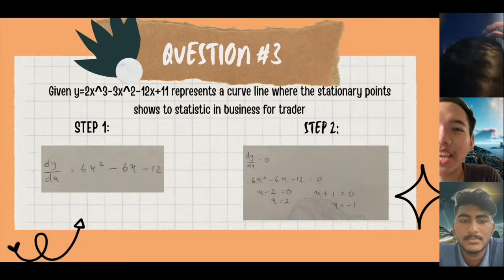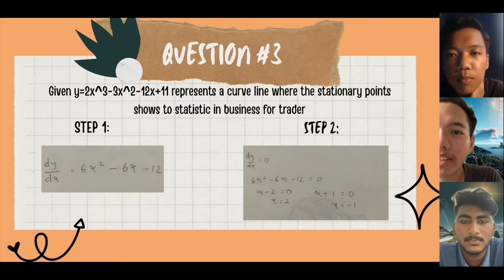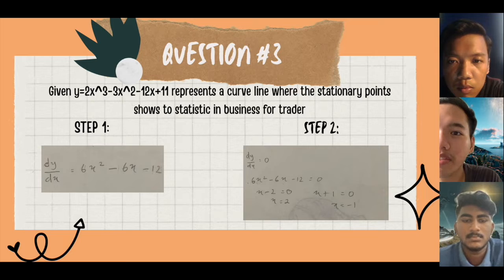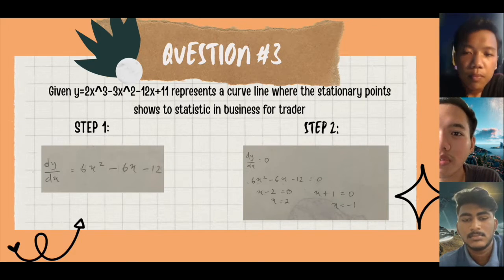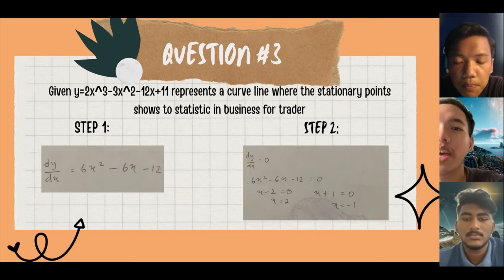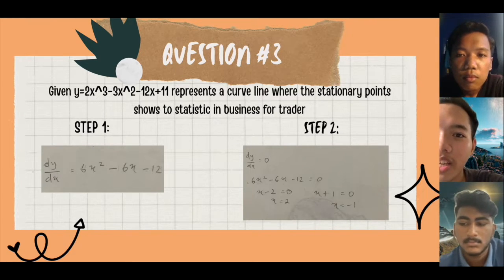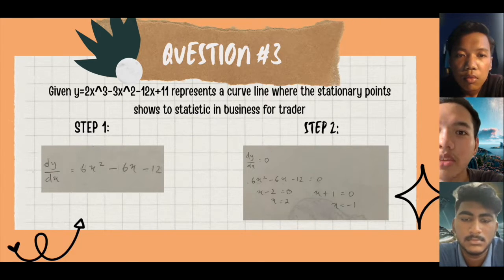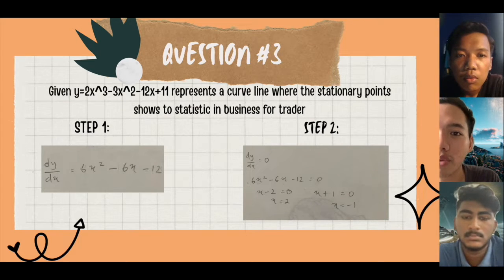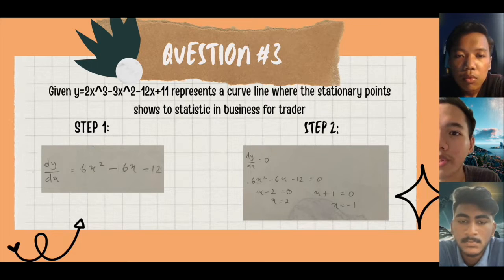Question 3. Here, given y equal to 2x power of 3 minus 3x power of 2 minus 12x plus 11, represents a curved line where the stationary points show the statistic in business for a trader. For step 1, we directly differentiate and we get dy over dx equal to 6x power of 2 minus 6x minus 12. Step 2, dy over dx equal to 0. Why? Because we have to find x.